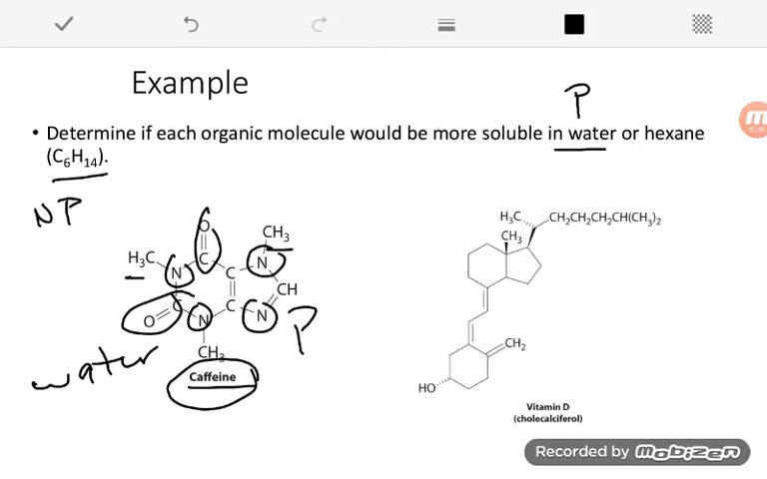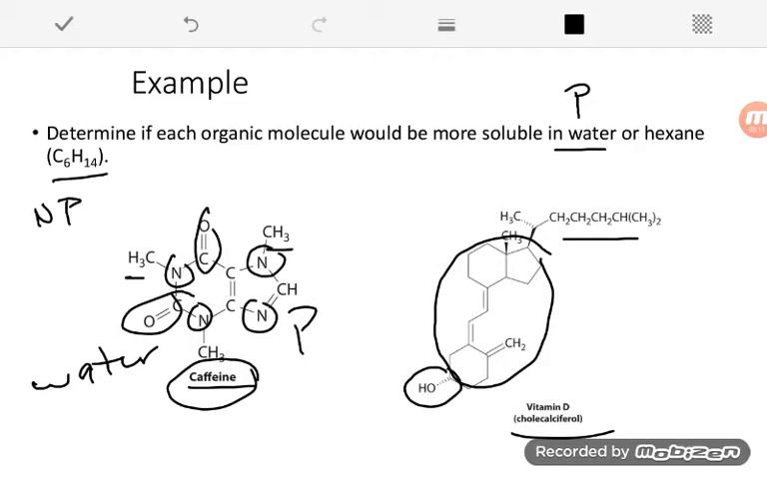All right, other example, we see here vitamin D. Let's look for our polar groups, and we see it really just has this one down here, and everything else is just a lot of carbons and hydrogens. We should recognize this part, that's some organic line structure there, just represents carbons and hydrogens. So overall, this has primarily nonpolar groups, and so it's going to be more soluble in hexane. It does have this one little polar group here, but most of the molecule is nonpolar, so we're going to round down to nonpolar and say it will dissolve in hexane instead of water.